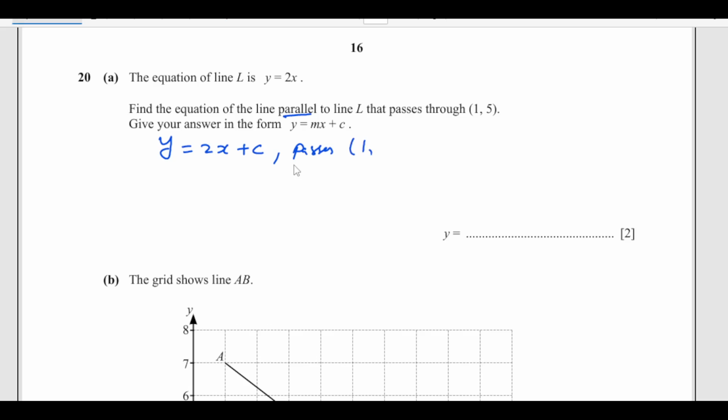It passes through 1 and 5. So 5 equals 2 into 1 plus c. So c from here is 5 minus 2, which is 3. So the equation of the line is going to be y equals 2x plus 3, because the gradient is the same. So m is going to be 2.